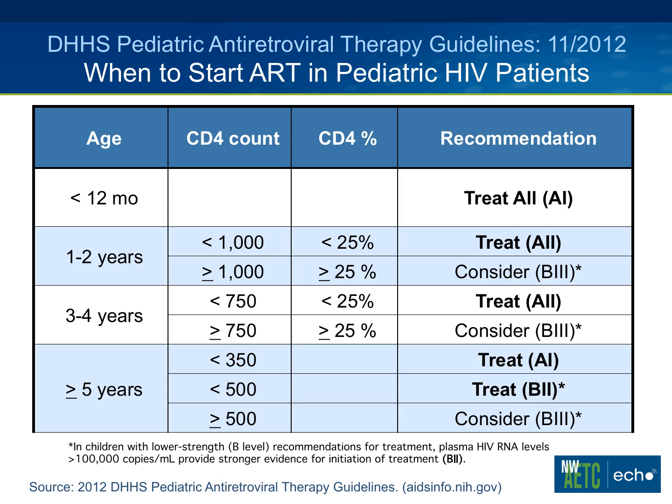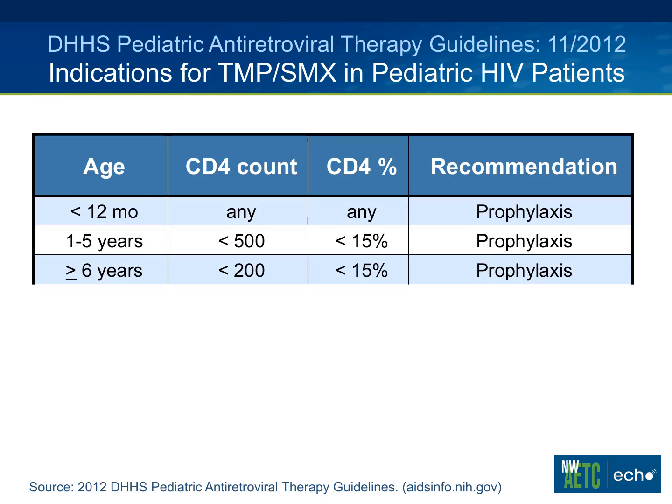And then 3 to 4 years, the CD4 count numbers change a little bit. 750 is really the threshold of treat versus consider. And then at greater than 5 years of age, things fall much more to what the adult guidelines look like, where treat is for the first 2, and then consider for the 3rd. But again, I already went over the blanket statement that everybody should be considered for therapy.